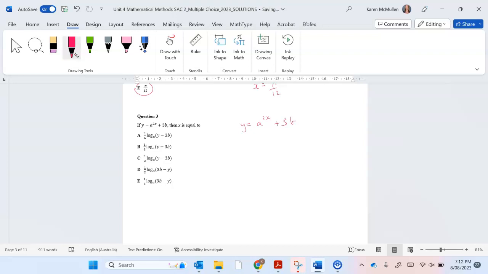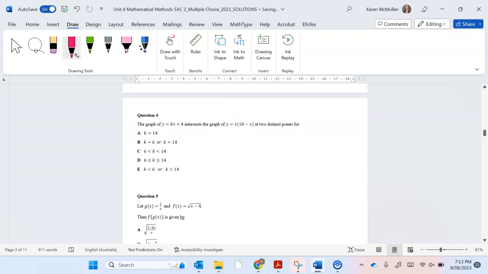Alright, so we want to solve for x. So we're just going to put 3b onto the other side, and then we're going to take log base a of both sides. So that's equal to 2x. And then x is equal to, divide both sides by 2, which is the same as multiplying by 1/2. So log base a of (y minus 3b), all over 2. Alright, which is C.